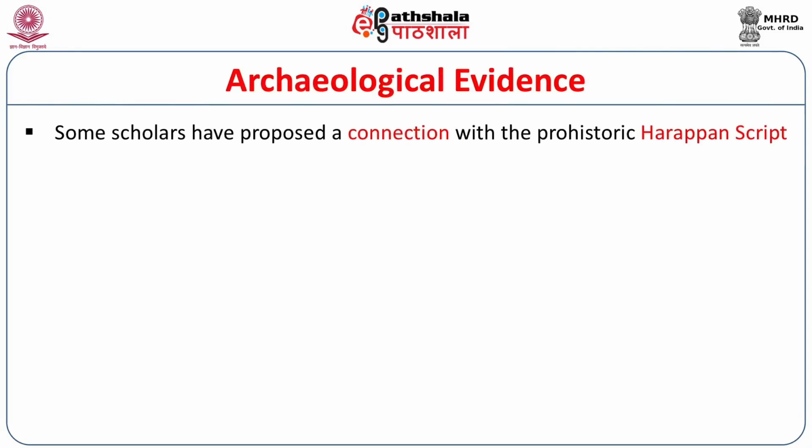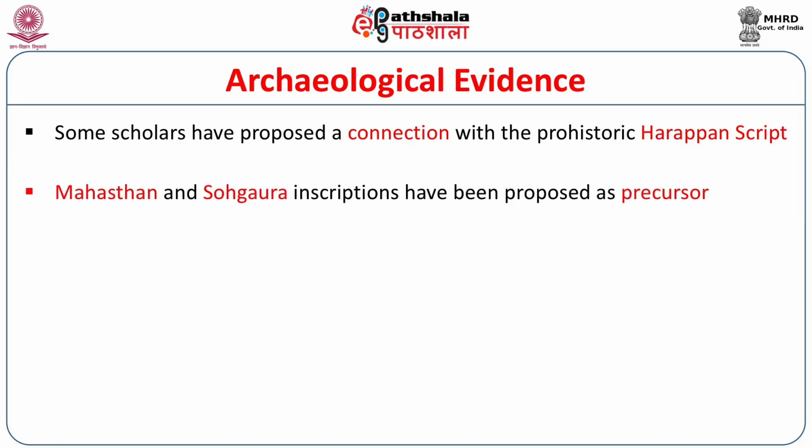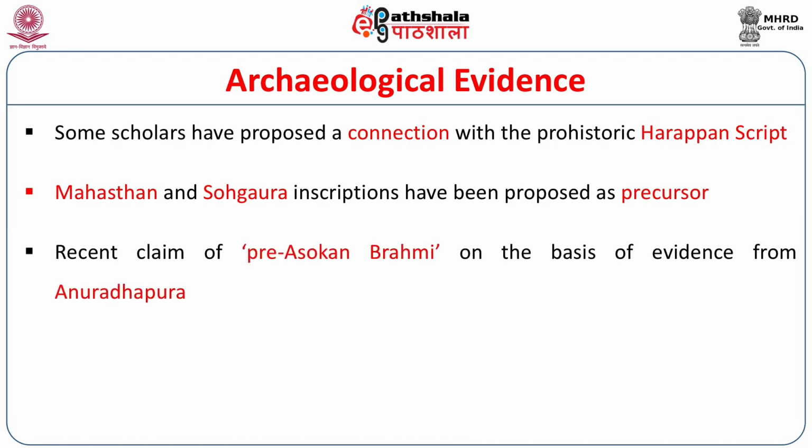Now if we turn to the archaeological evidence on the antiquity of the script, we find that some scholars have proposed connection of the script with the Harappan script. Mahasthan and Sohgaura inscriptions, one of those early inscriptions close to the date of the Ashokan inscriptions, have been proposed as epigraphic precursors of the Ashokan inscription, and there has been some recent claim about pre-Ashokan Brahmi on the basis of some interesting evidence from a site called Anuradhapura in Sri Lanka. We'll come to those in detail.